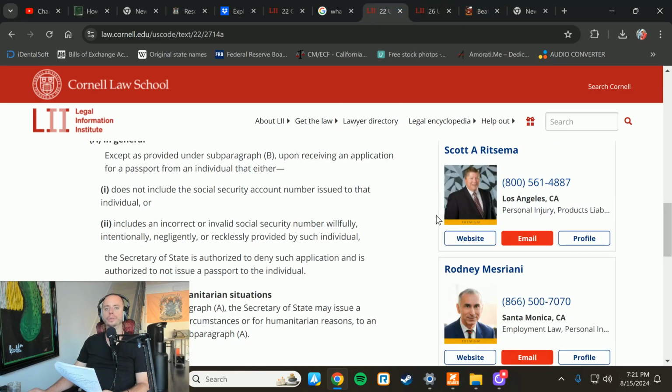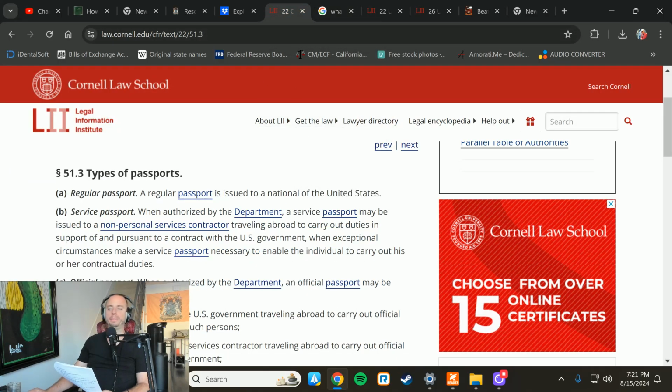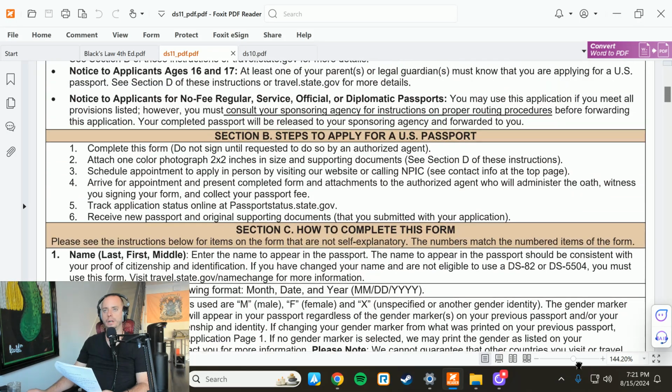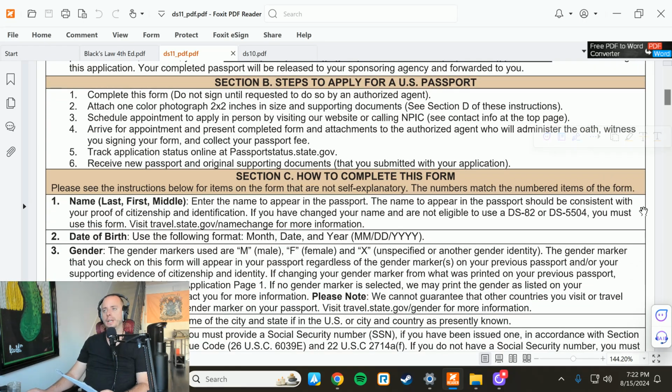If we go on to types of passports, you'll see here on the DS11 form, they're talking about notice to applicants for no fee regular service official or diplomatic passports. You may use this application if you meet all provisions listed. However, you must consult your sponsoring agency for instructions on proper routing procedures before forwarding this application. Your completed passport will be released to your sponsoring agency. I've never seen any laws stating that you need a sponsor and all this bullshit. That's the way they operate.